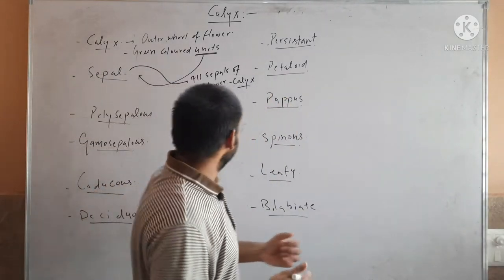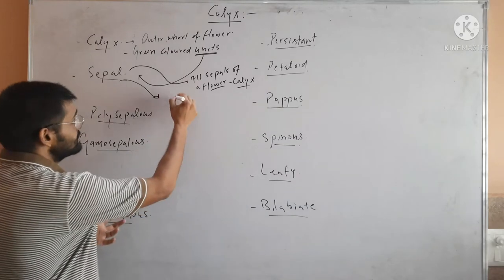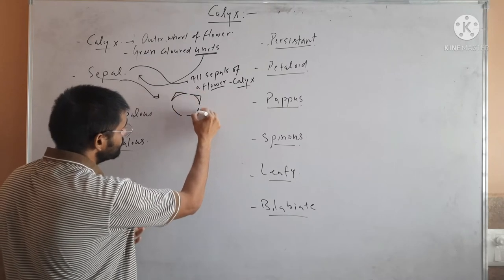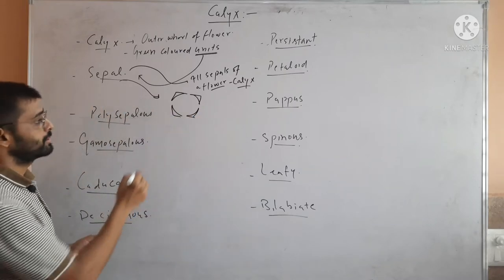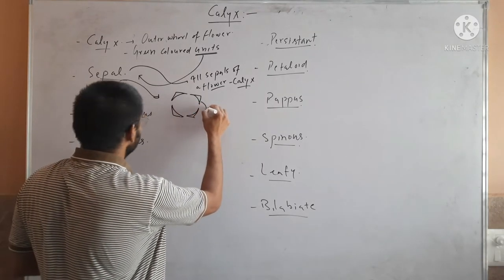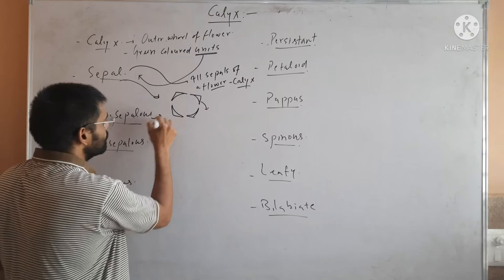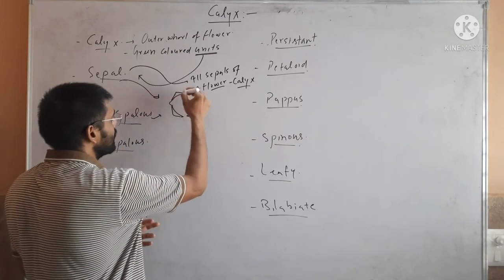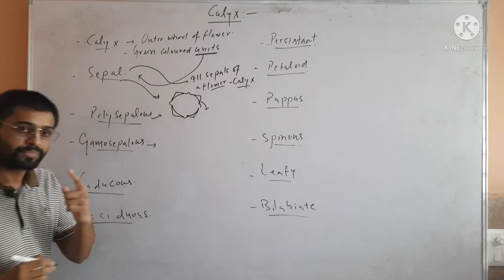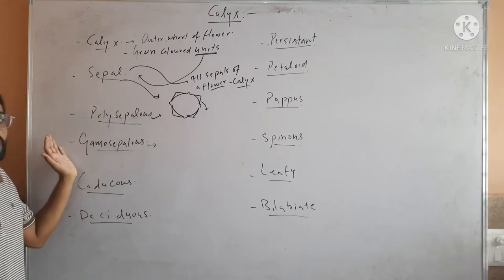These sepals that are units of calyx may be free like this, or they may be fused. If they are free, then these free sepals will be called polysepalous. The term used for free sepals is polysepalous. But when they are fused like this, the term used for fused sepals will be gamosepalous. So polysepalous, free sepals; gamosepalous, fused sepals.